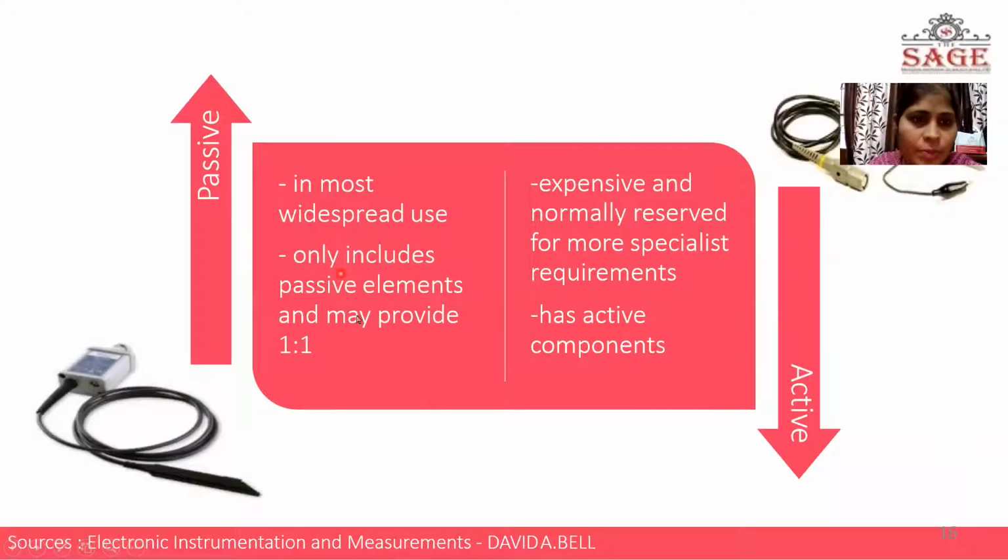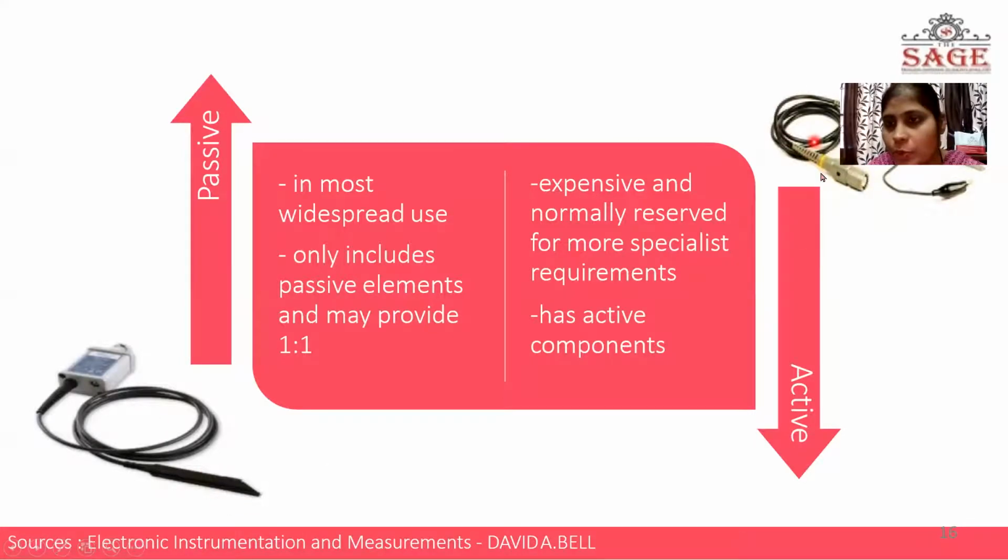In passive probes, the passive elements like resistance, inductor, capacitors are connected here. So in the passive probes, only the passive elements are included. The second type is the active probe. Active probe has active components like diode, transistors. So such a type of probe is called an active probe. You can see here, this is the active probe and this is the passive probe.